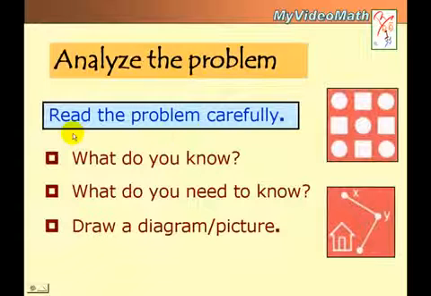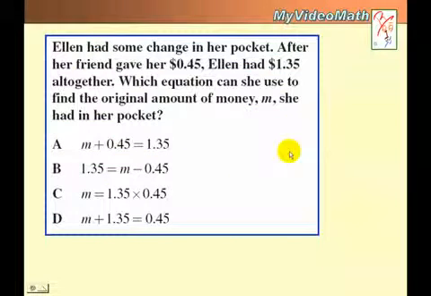Therefore, we need to read the problem carefully. There are three things. First of all, what do you know? And then, what do you need to know? And maybe we need to draw a diagram or a picture to help us analyze a problem. Let's take a look at this example.